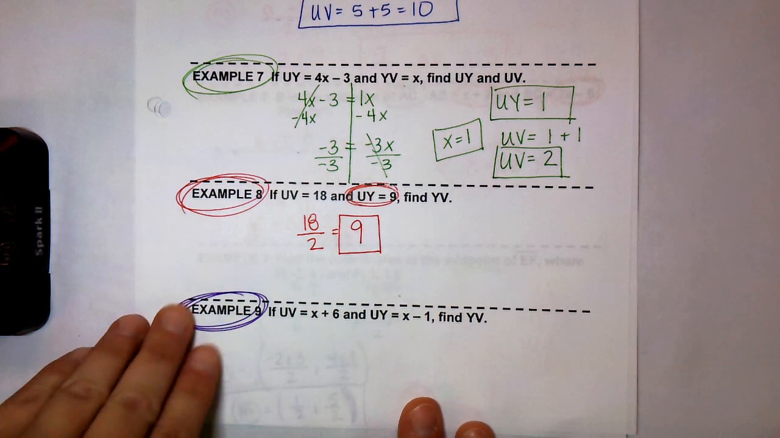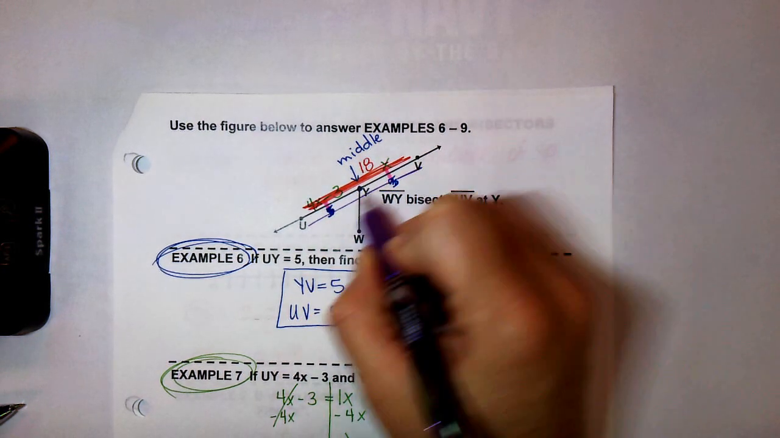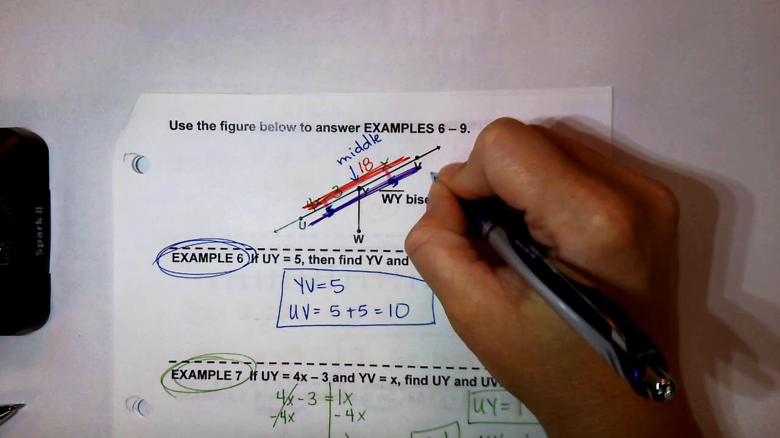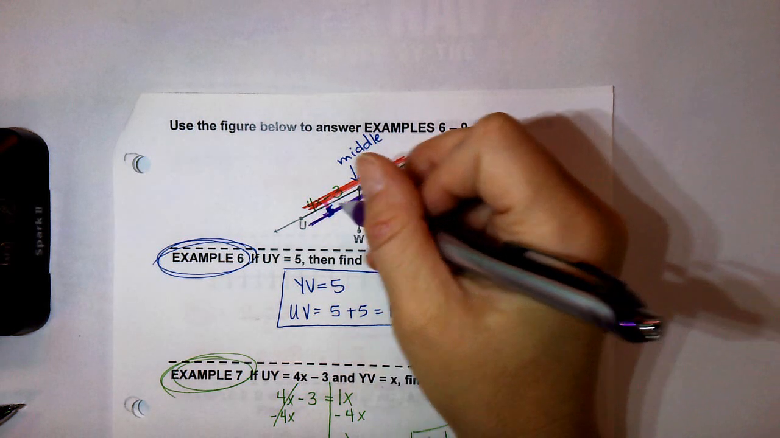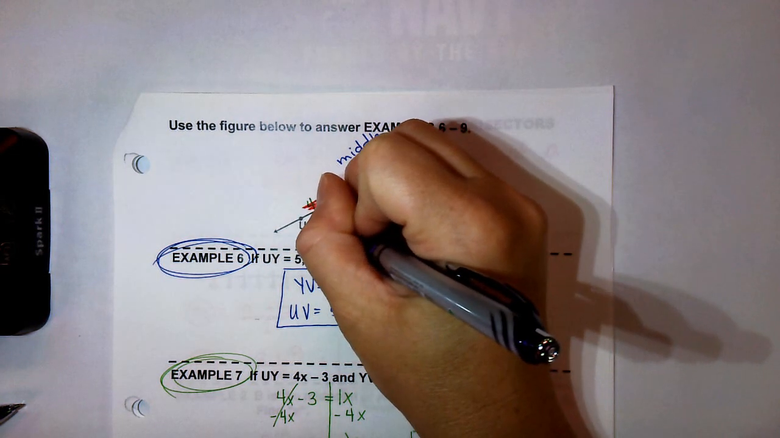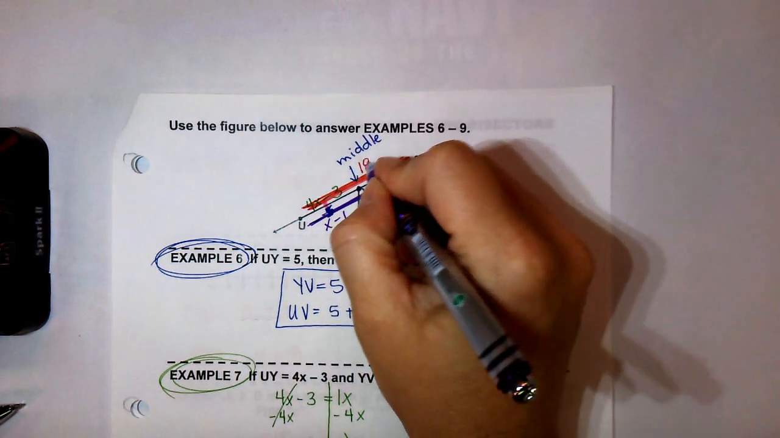Okay, so UV is, let's see, x plus 6. So now we're back up here. The whole distance is x plus 6. I know it's off to the side. We have to be visual on this. So my whole distance is x plus 6. And then U to Y, this is the last one. So just the left is x minus 1. And we're just in purple, so no more red.